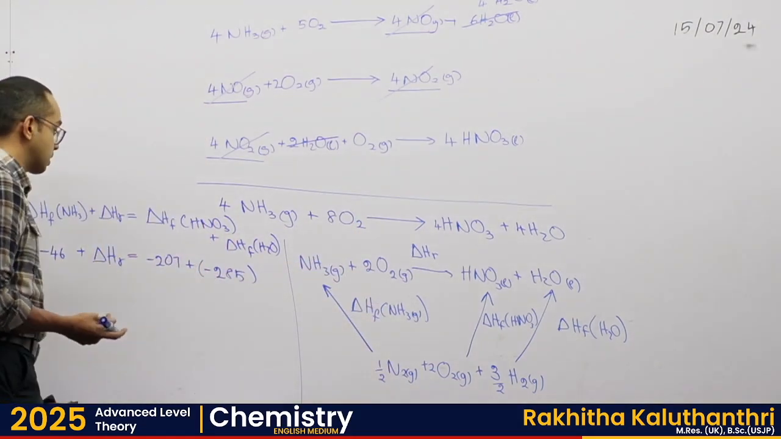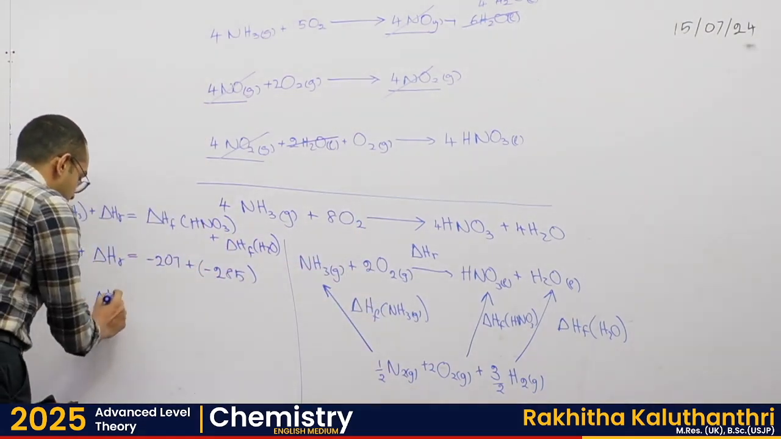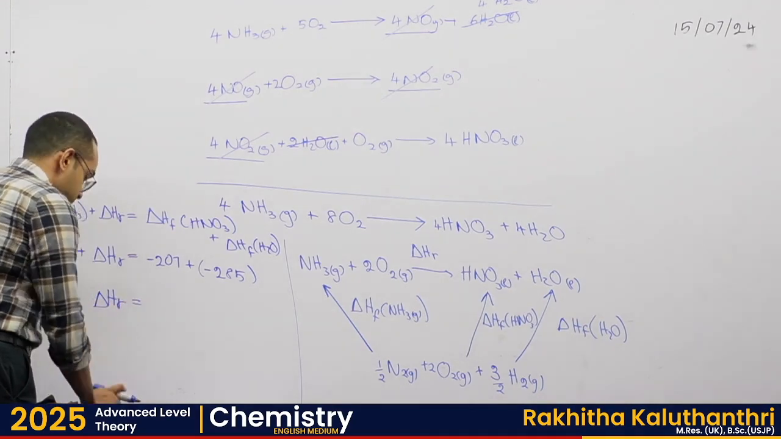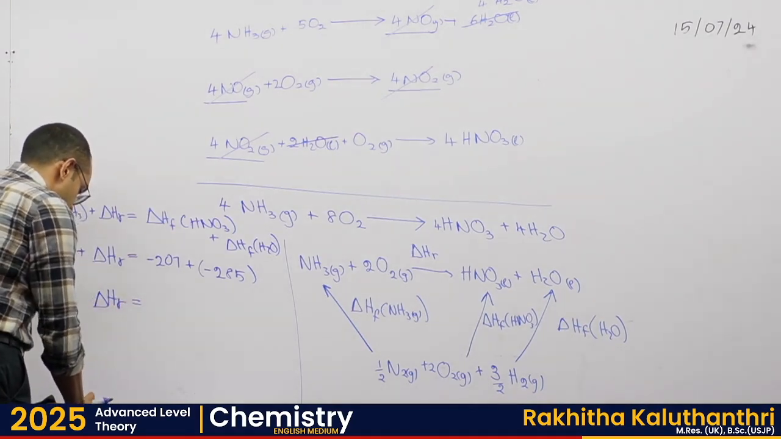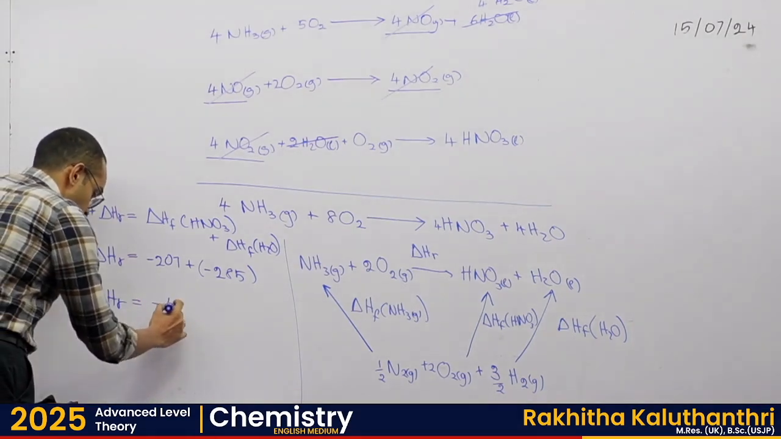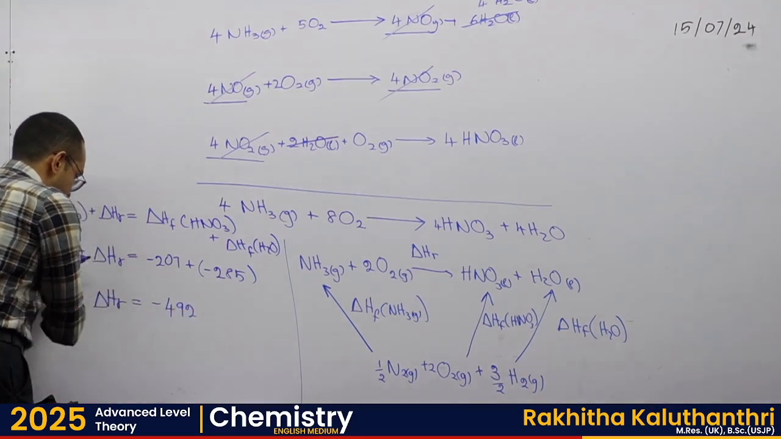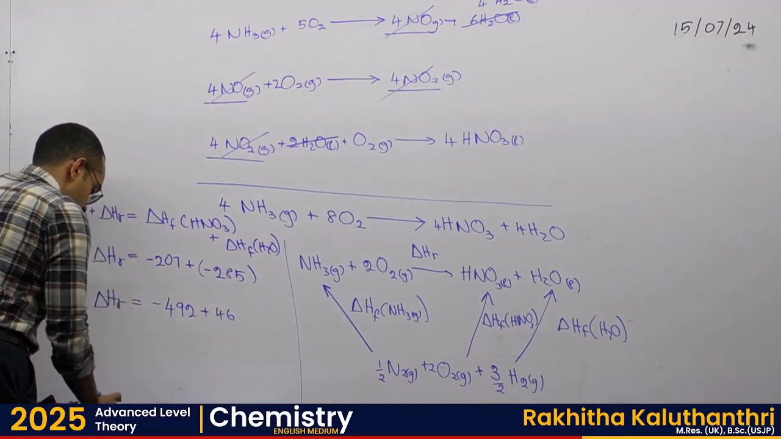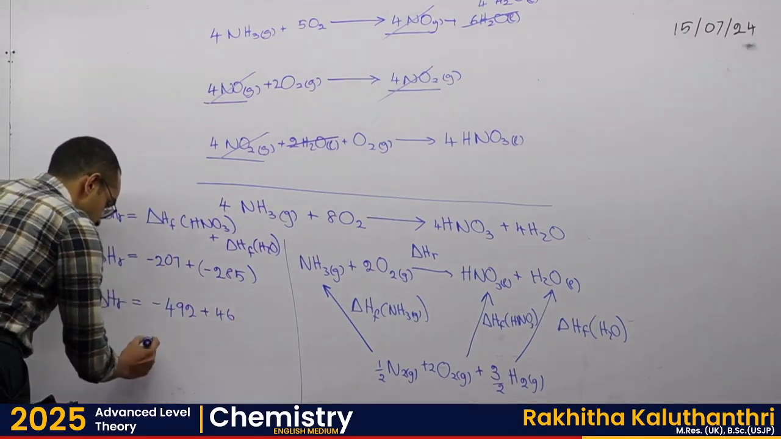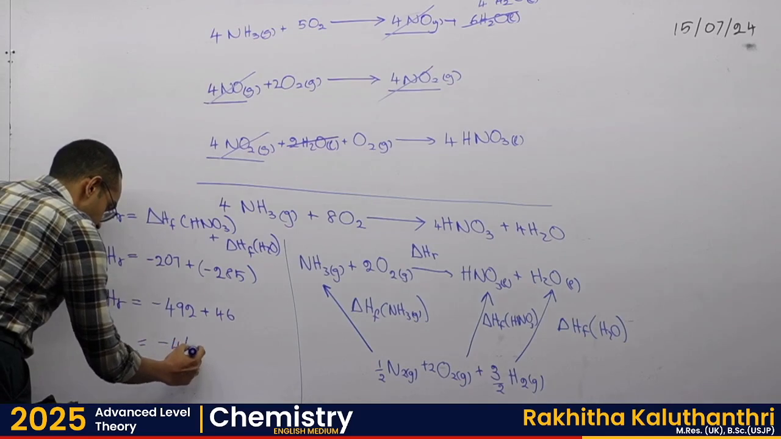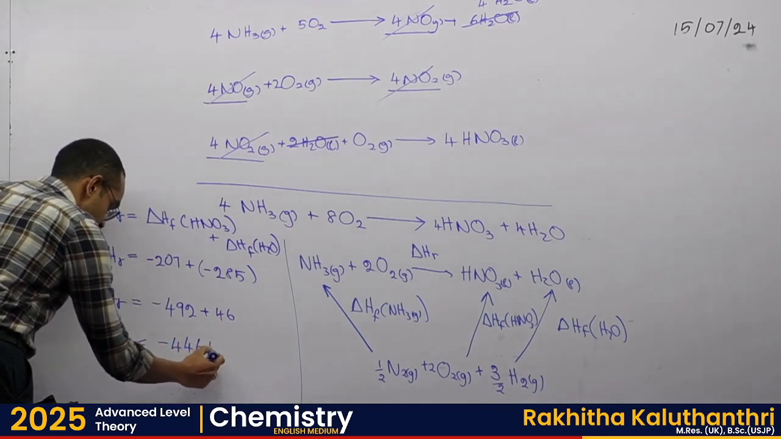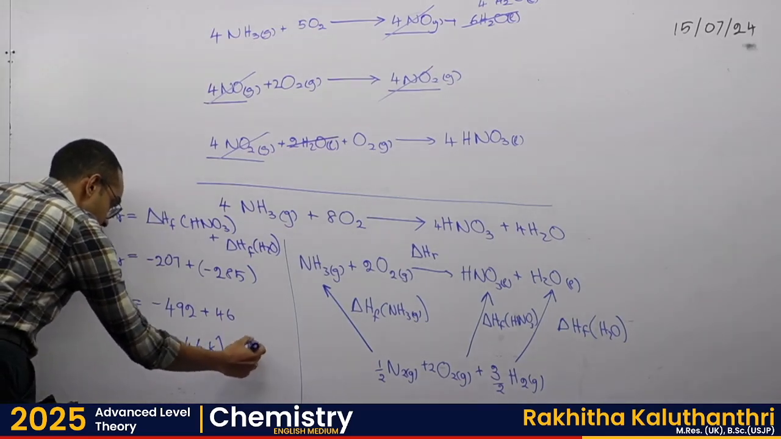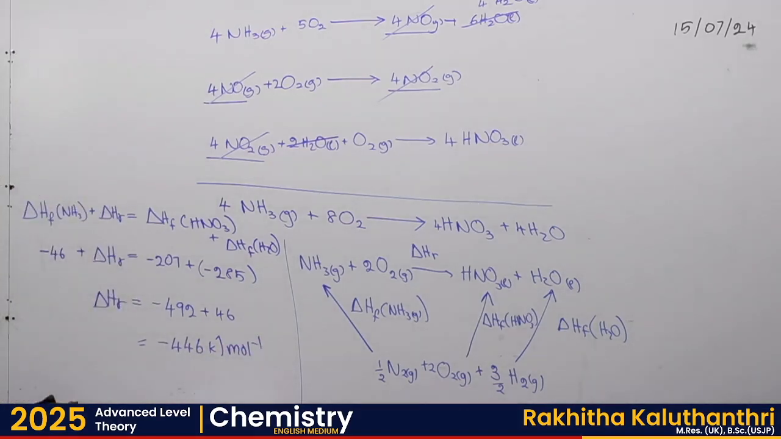Everything is just this. So that means delta HR is equal to, let me do the math here quickly, 207 and 285. Now this side is minus 492, and this minus 46 goes to the other side, it becomes plus 46. So it becomes minus 446 kilojoules per mole. Is that clear?